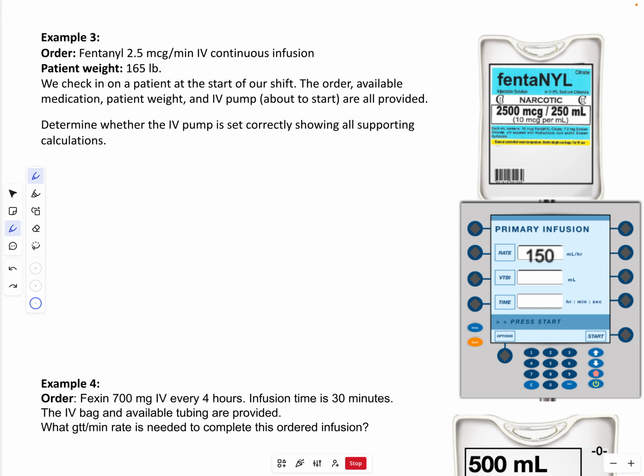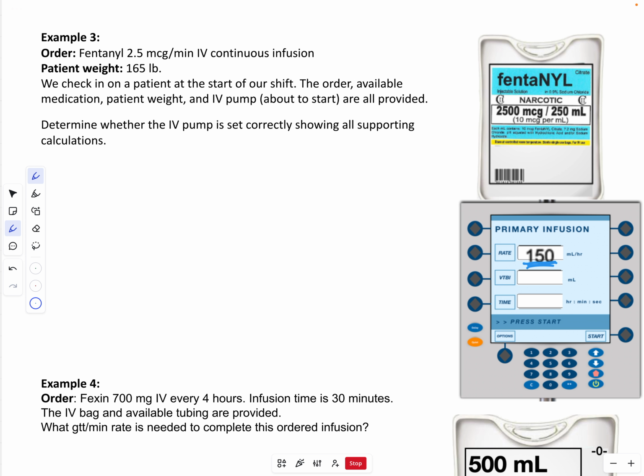We walk into the patient's room, checking them in at the start of our shift. We see that the bag that's hanging is about to be set and start at the rate given on the screen here. So this pump is about to operate at 150 mLs per hour. We need to determine whether or not this pump is set correctly for the order.